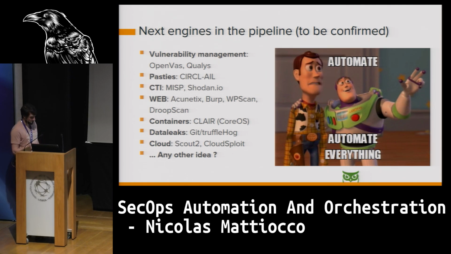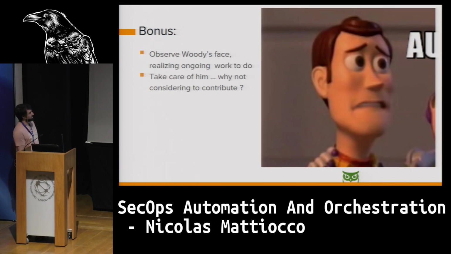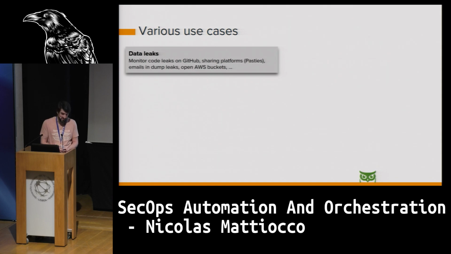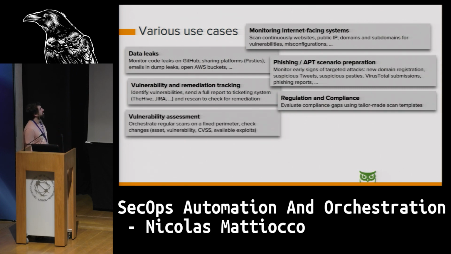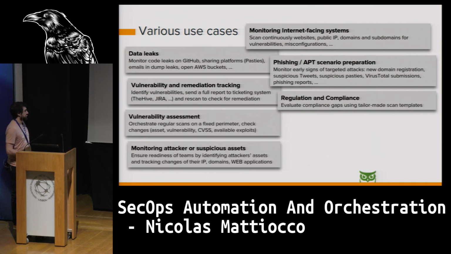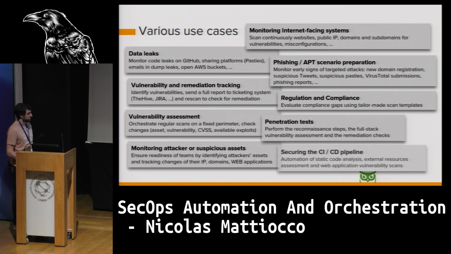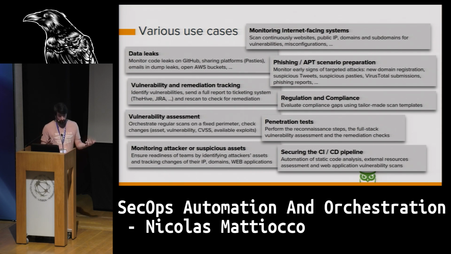And we plan a lot of things. And when we see the face of Foodie, maybe we plan a lot. So it's a call for help. If you are interested in the project, contribute. Because we found that this tool could be used in various use cases regarding data leaks, vulnerability and reputation tracking, vulnerability management, penetration test, securing the CI/CD pipeline. So it could be a framework to enable new capacities in your company.